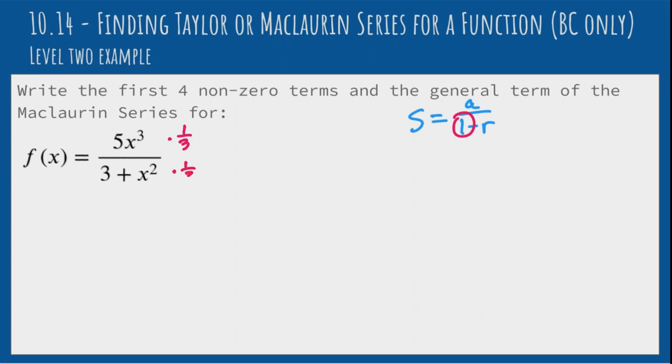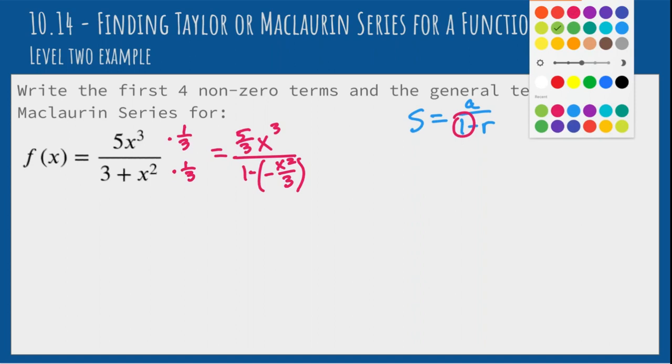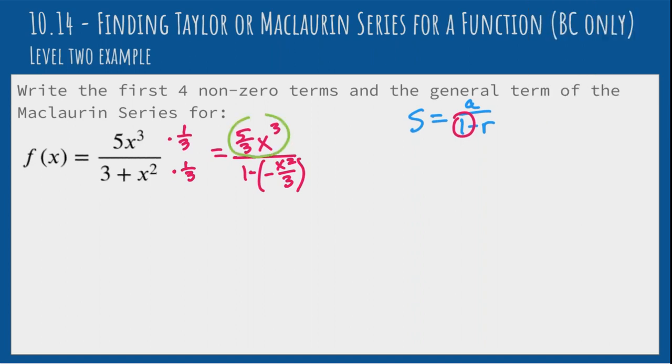So if we multiply top and bottom by 1/3, this function is going to be 5/3 x cubed over 1 plus x squared over 3. So now this is in the form of the first term over 1 minus the common ratio. And actually, to make it even more in that form, that plus in the bottom, I'm going to write as minus negative x squared over 3. That way we can see then that the 5/3 x cubed is going to be the first term, and the negative x squared over 3 is going to be the common ratio.